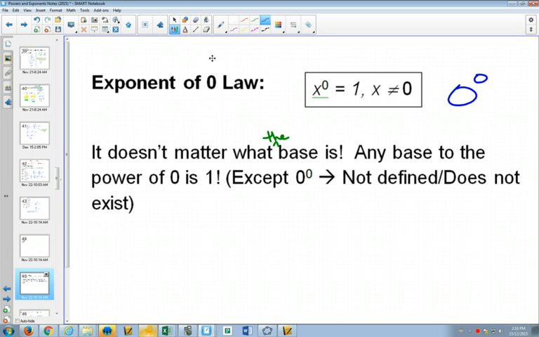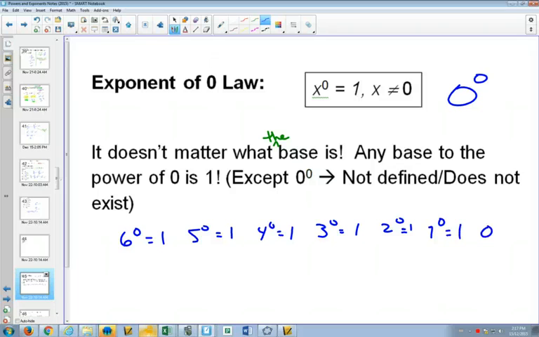Sometimes in math, there's two patterns that contradict each other. Here's one pattern. 6 to the 0 is 1, 5 to the 0 is 1, 4 to the 0 is 1, 3 to the 0 is 1, 2 to the 0 is 1, 1 to the 0 is 1. According to that pattern, if you kept going, you would say, well, since 6 to the 0 is 1, 5 to the 0 is 1, 4 to the 0 is 1, 3 to the 0 is 1, you would think it should be 1 as well.